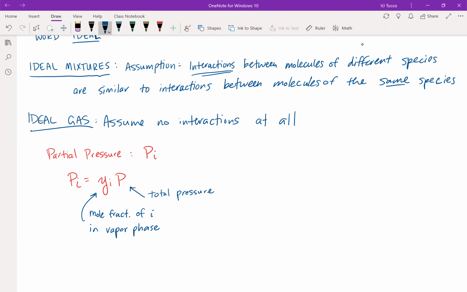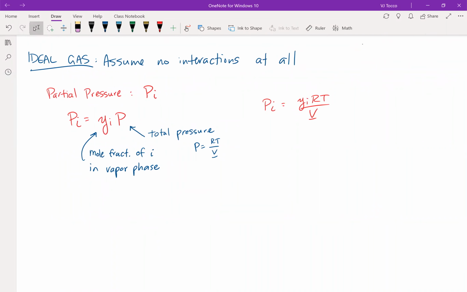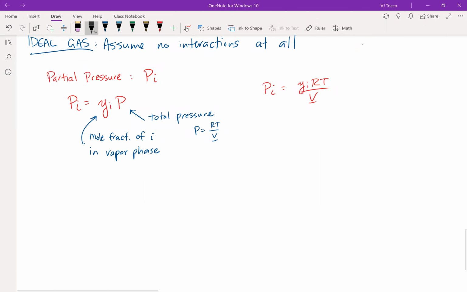And because we are assuming an ideal gas, I'm going to say that P is equal to RT over V, such that my partial pressure I can rewrite as y_i RT divided by V. So for an ideal gas mixture, I'm going to define all of the thermodynamic properties or the partial molar properties as just the sum of all of the pure component properties because there are no interactions anyway. So we're going to use the ideal gas as the baseline for building the model.